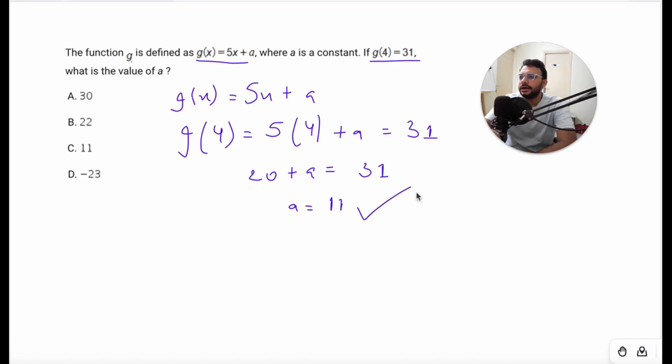Okay, so this question is directly on linear functions. So g of x, that's a function. You change the input, you replace the x with the 4. So that's usually a standard functions question. So option C is the correct one. Let's go for the next one.